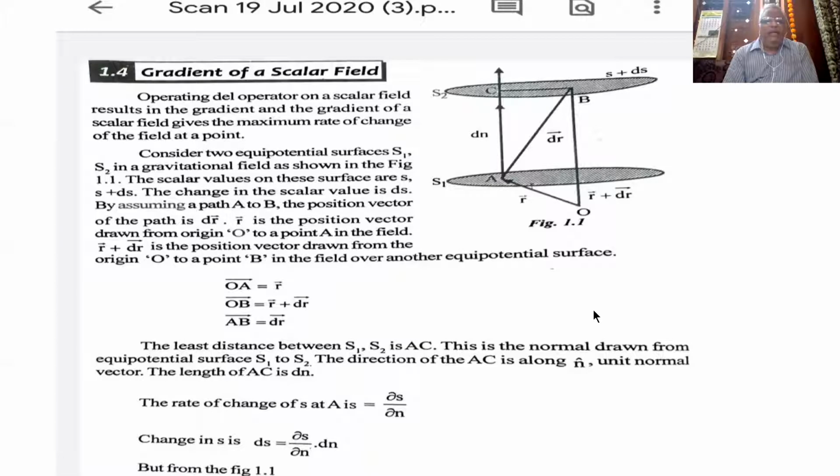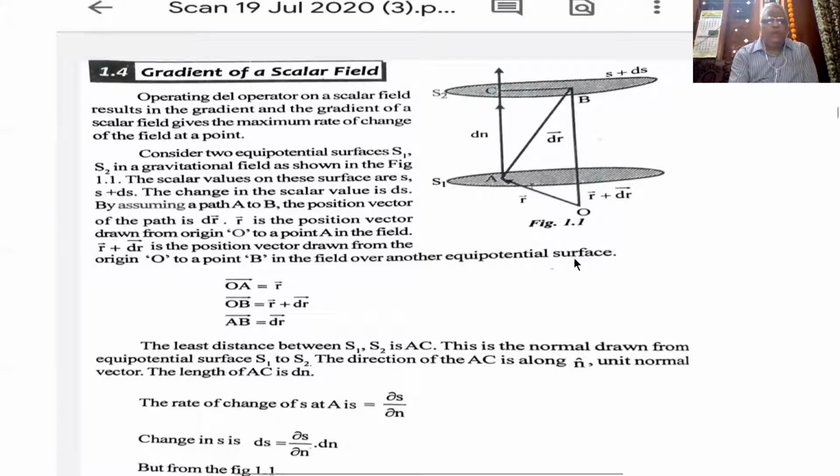Now we have to calculate the least distance between S1 and S2, which from the figure is AC. This is a normal line drawn from the equipotential surface S1 to S2. The direction of AC is along n hat, a unit normal vector. The length of AC is dn. The rate of change of S along n is dou S by dou n. The change in S, dS, is dou S by dou n into dn.